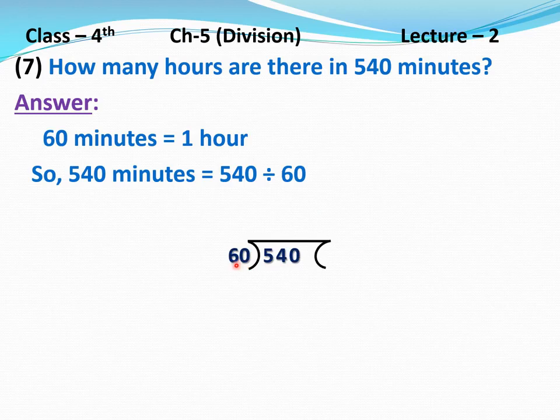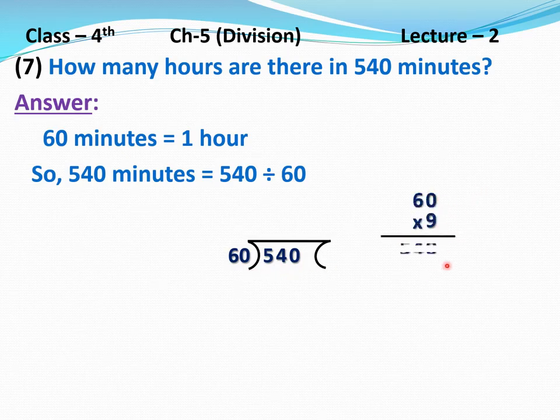Now see, 60 is a 2-digit divisor, so we will take the first 2 numbers in the dividend, that is 54. But see, 54 is less than 60, so we will take one more number also. So the number will be 540. Clear? So multiply the 60 by that number so that it is equal to 540 or less than 540. It should not be greater than 540. Clear? So write down 60 multiply 9.